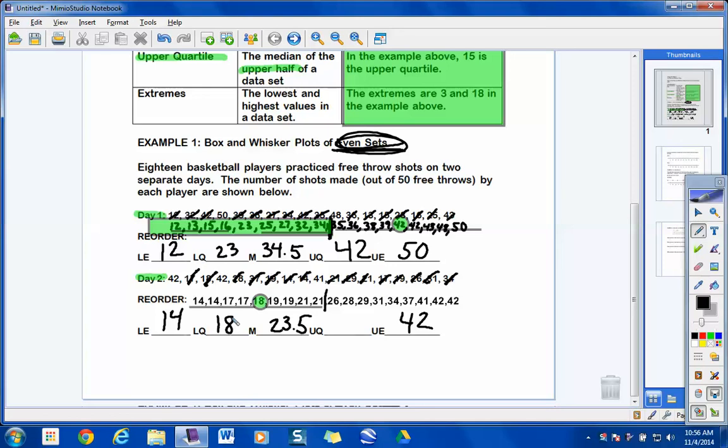What's half of 50%? 25%. So this first part right here, anything between 14 and 18, meant that you were in the lower 25% of the shooters. Then from 18 up to 23 and a half would be the next 25% of shooters. What'd you guys get for an upper quartile? 34. If you shot anything between 23.5 and 34, that meant you were in the third quartile.